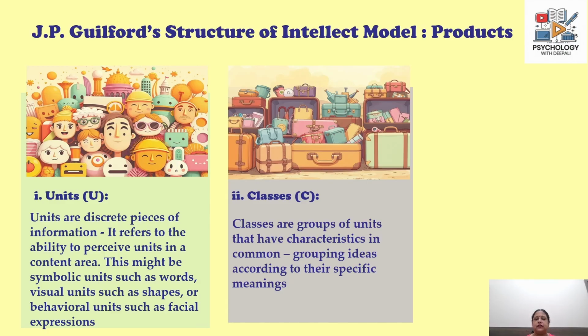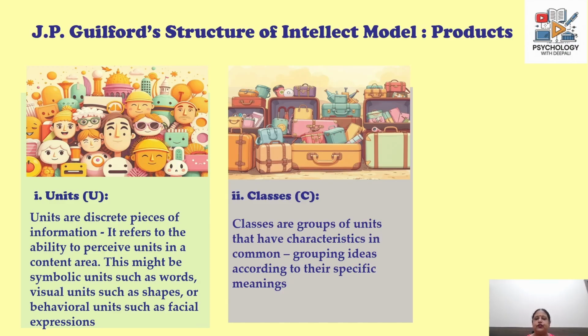Then we have classes. Now, classes are groups of units. So, whenever more than one unit is combined to give us a particular kind of information which we need to process, that is called classes. So, classes are groups of units that have characteristics in common. For example, when we group ideas according to certain similarity or according to their meanings, then that is called a class.